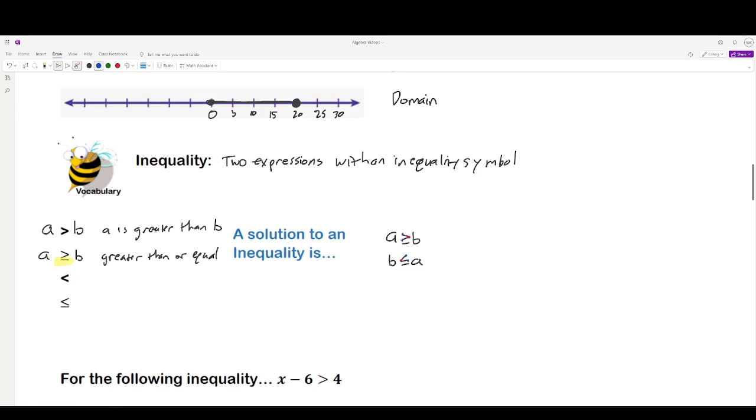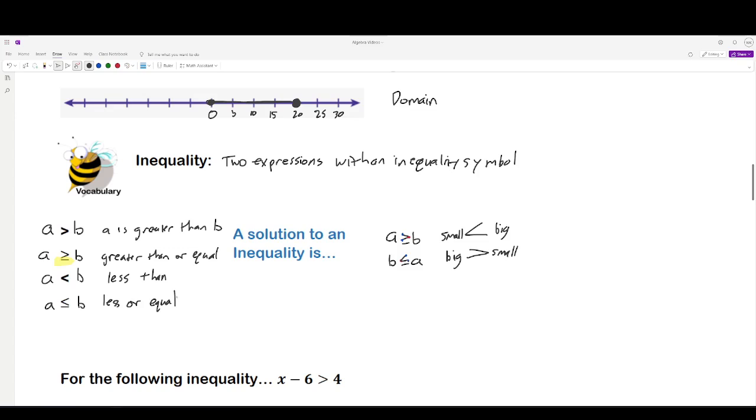Some people talk about this as an alligator eating a number. I just think of it as the smaller number is on the small side of the symbol and the big number's on the big side. If I put it this way, this is my small number and this is my bigger number. If I put it this way, this is my small number and this is my big number. Hopefully you're already familiar with those. This symbol, A and B, we read as A is less than B. And this one we read as A is less than or equal to B.